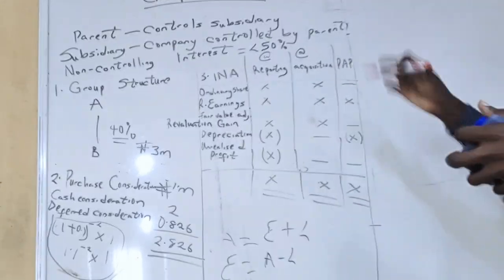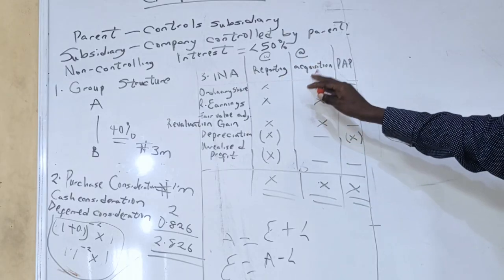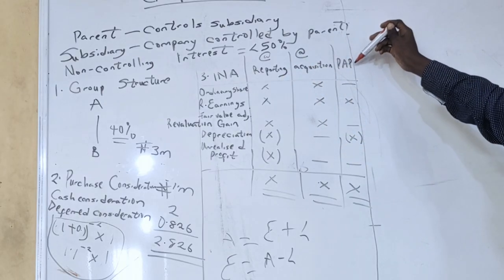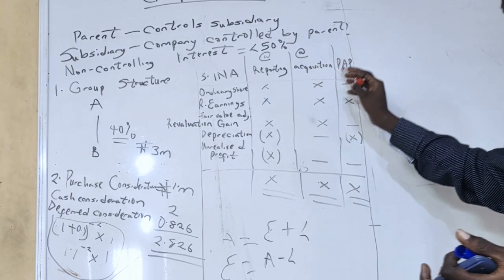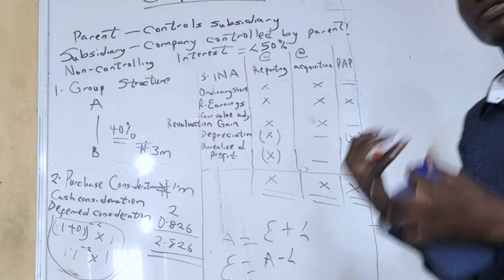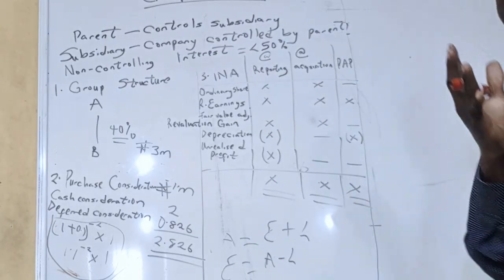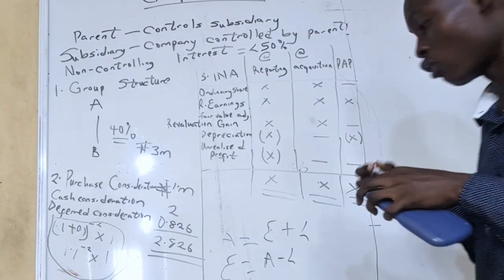In the tabular approach, you have your reporting date, acquisition date, and the post acquisition profit. Take note of this. This is the post acquisition profit. Don't worry about all this. I'll have a comprehensive note in the description of this video, so you can just go to the description and download the note that will be explaining all of this.